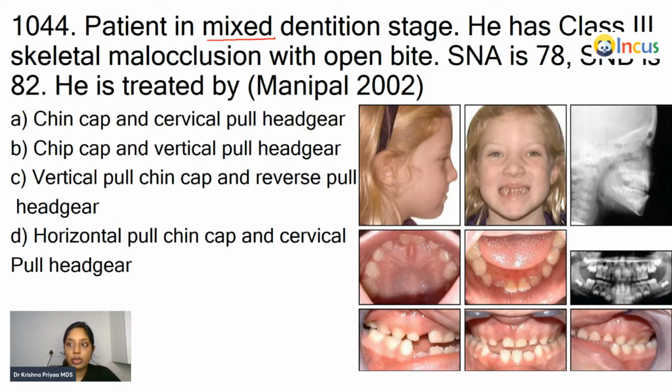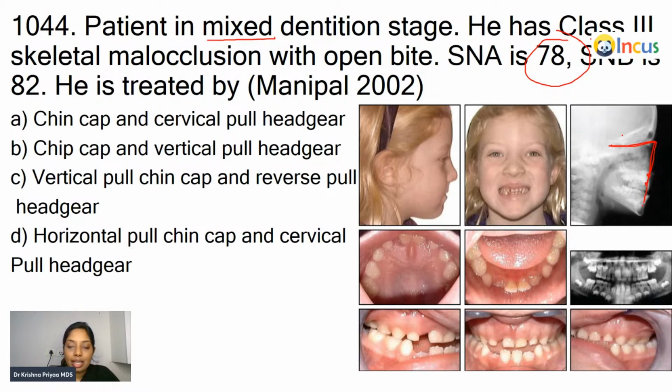Second, he is a class 3, so he may require a face mask because he is in the prepubertal growth spurt. His SNA denotes the maxilla. If this is the cephalogram, this is the A point and this is the B point. B point is on the mandible and A point is on the maxilla. This will be the N point, and this is S. In the ceph, they connect SN to A, and also do SNB. Usually SNB should be lesser than SNA, but in this case, since it is a skeletal class 3 condition, the SNB is greater than the SNA.